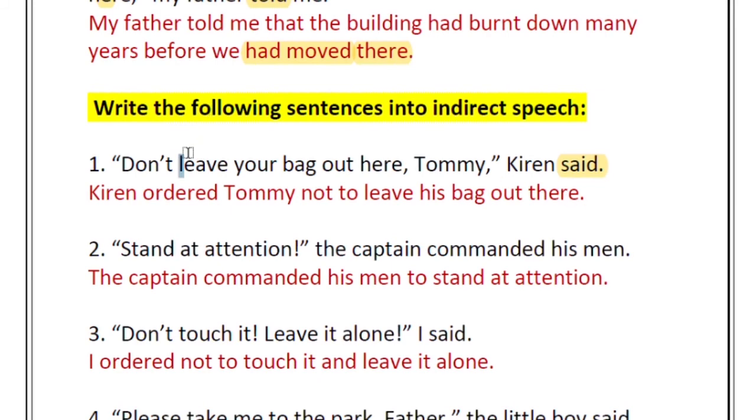Remember, this is the main verb. You will have to use to right before the main verb. Here it is said not to leave, so you'll have to add not before to. Remember to use the word to before the main verb. Here the main verb is leave, so to leave. Here we'll change to there. And because Tommy's name is given, we can directly write Kiran ordered Tommy.